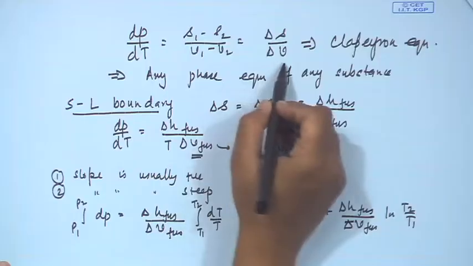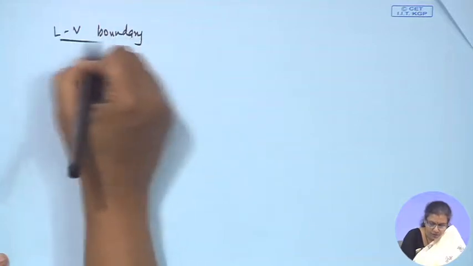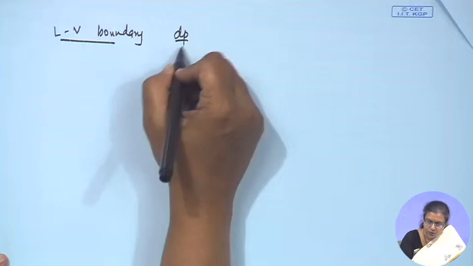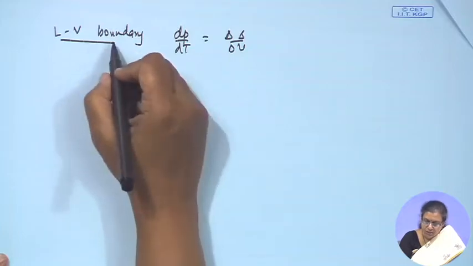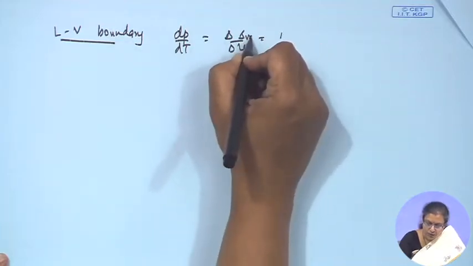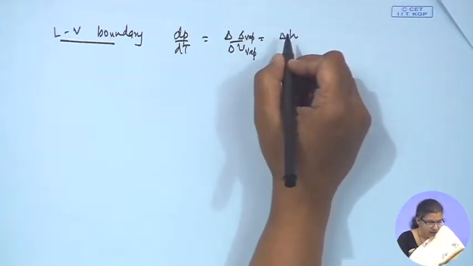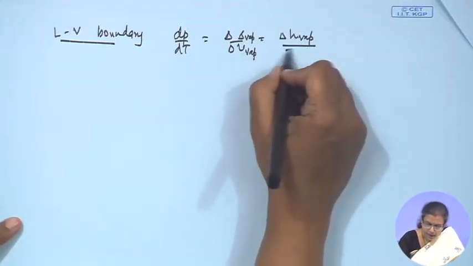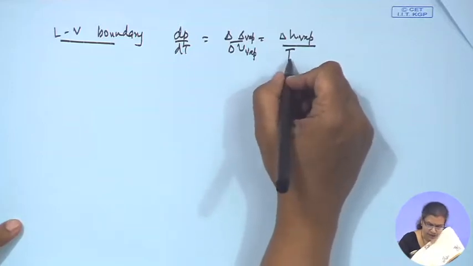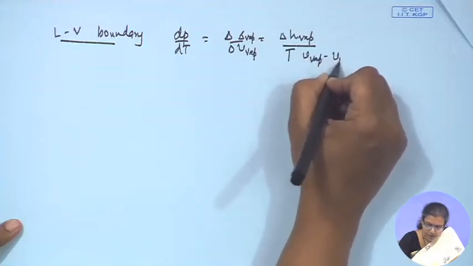Now, let us apply the same equation to the liquid vapor boundary as well. If we apply it to the liquid vapor boundary, starting from the same Clausius-Clapeyron equation, we know dP/dT is equal to delta S by delta V. So, when it is liquid vapor, this is going to be delta S vaporization and delta V vaporization. So, this is nothing but delta H vaporization by T, the boiling point temperature, into V vapor minus V liquid.